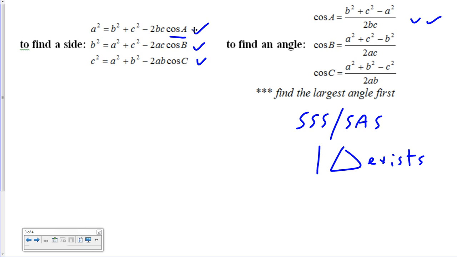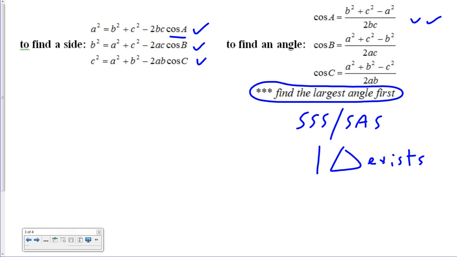So that's the benefit of using the law of cosines. Now, one other point is when you do use the law of cosines, you want to find the largest angle first. Because if you find the largest angle first, then you're going to know what the obtuse angle is, if it is obtuse. And then you can easily find the other ones by using the law of sines. So you may have to use the law of cosines in conjunction with the law of sines.